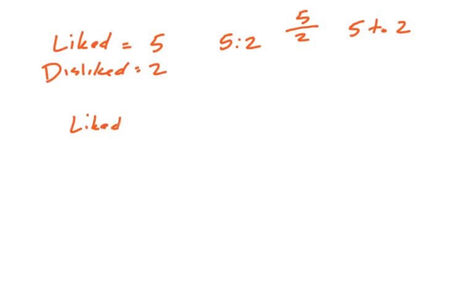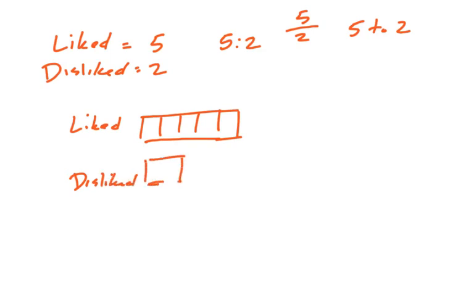So his liked box would include 5 boxes, something like this. Guess I need one more on the end to make that 5, don't I? And then his disliked set would only include a length of 2. So we have 5 to 2.